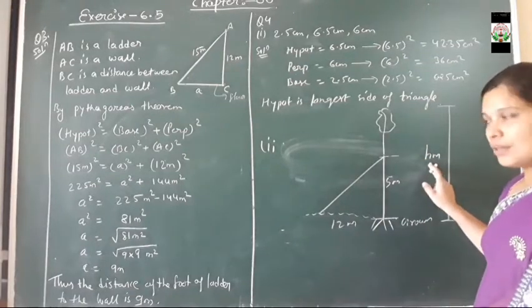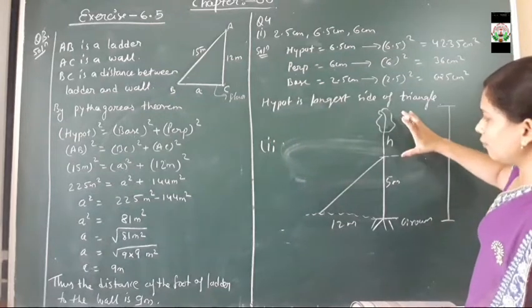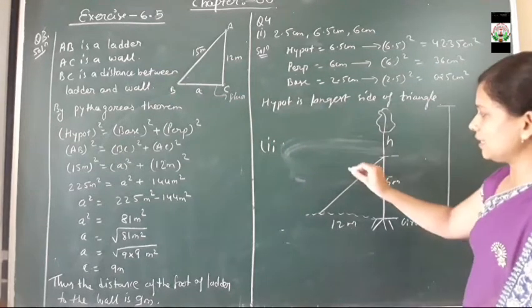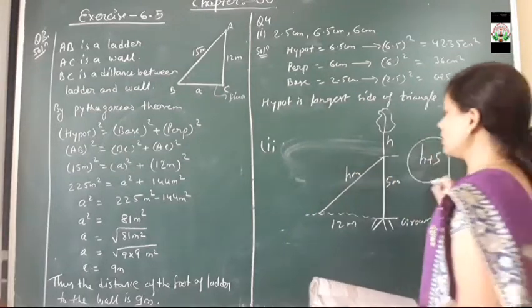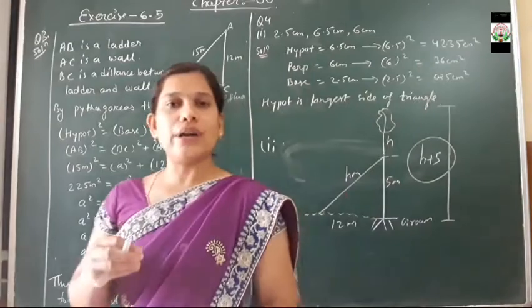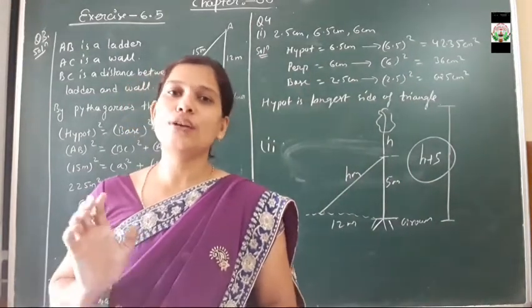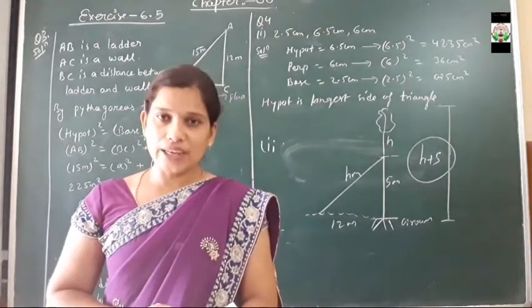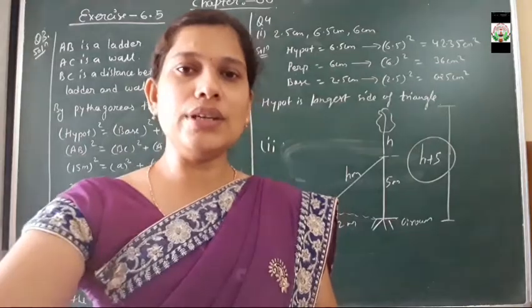If the height of the tree from the broken part to the last part is h, so the total height will become h plus 5. So this you have to find. First you have to find the value of h, then that value will be added with 5, you will get the total height of the tree. Clear everyone? So here we have to apply the Pythagoras theorem for this question.